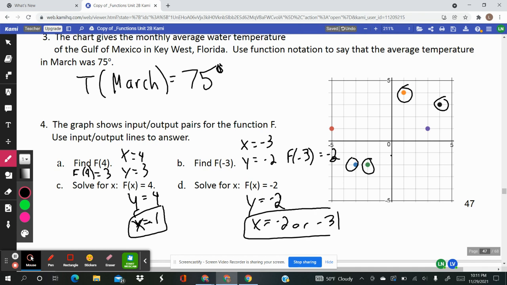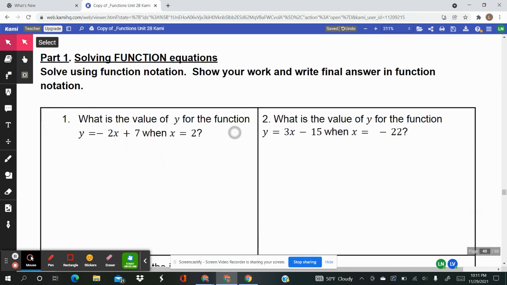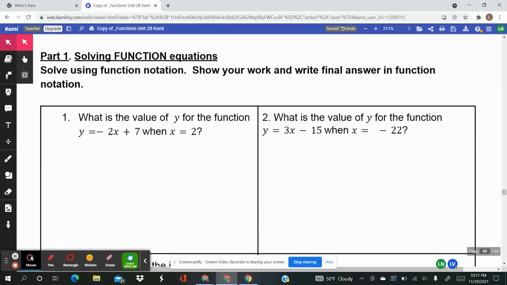Wonderful job. Let's continue. So solving function equations. Solve using function notation, show your work, and write the final answer in function notation.